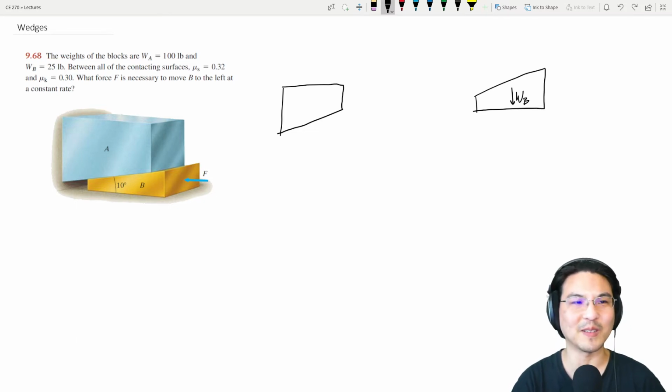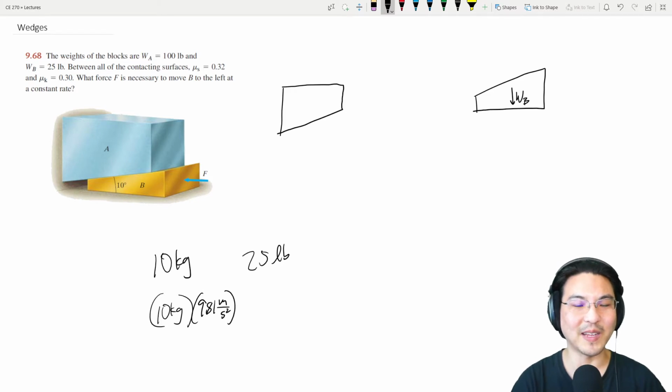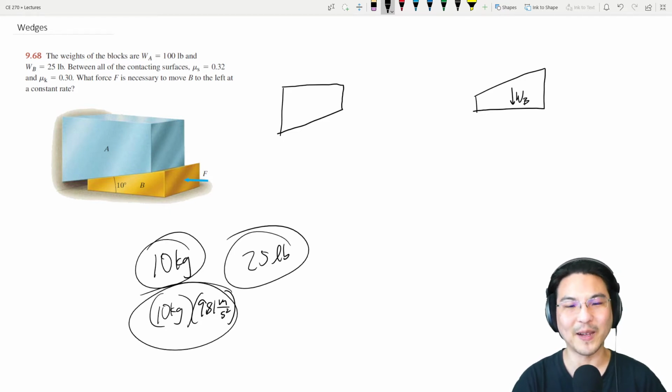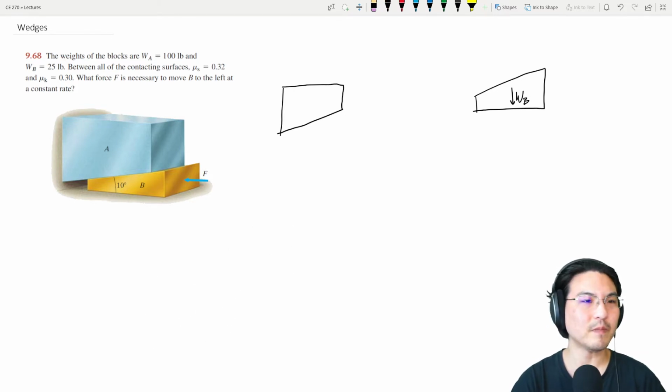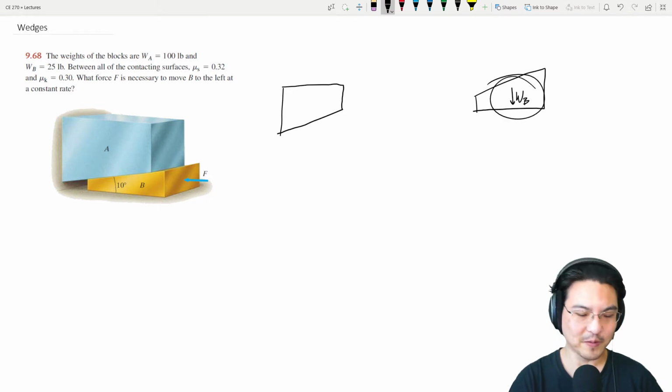And maybe now's a good time. What's the weight of a 25-pound block? 25 pounds. What's the weight of a 10 kilogram block? That would be 10 kilograms times 9.81 meters per second squared. Right, so 98 newtons. So just be mindful about kilograms, newtons, and pounds. Right, pounds. A pound is already a force. Okay, so that's 25 pounds.